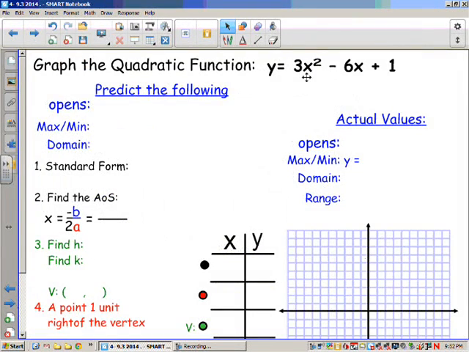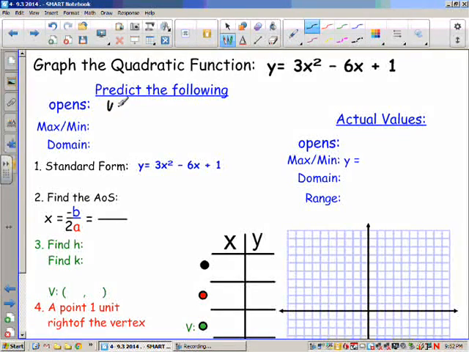Alright, so here is our first problem. There's a lot of work to do. First I want to verify, is it in standard form? It is. So I start off in standard form, and then from standard form I can make some predictions here. I can decide, since a is positive, this parabola will open up. Since it opens up, the vertex on the bottom, we have a minimum. And then as for all quadratics, all reals will be the domain. We can put any values in.